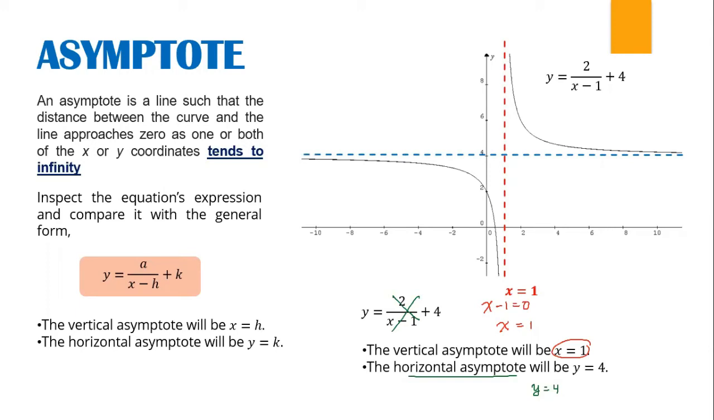To find the asymptote, the first step is to rearrange the function to y equals a over x minus h plus k. The vertical asymptote comes from setting the denominator equal to 0, and the horizontal asymptote comes from cancelling the term in x. Clear to everyone? Very good. Next, we go to the next example.